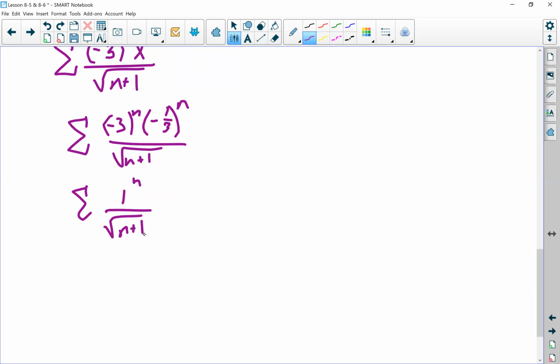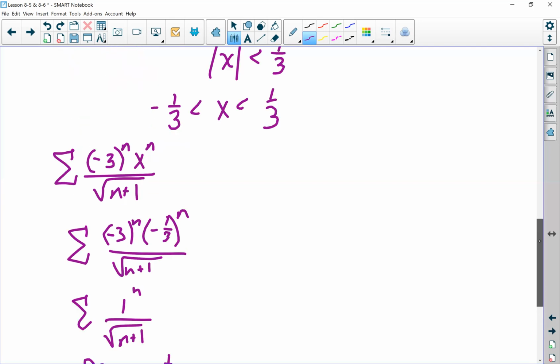Is that series convergent or divergent? Hint, think comparison test and p series. This is a p series where p is less than 1. And if p is less than 1, the series is divergent. So negative 1/3 is divergent. Now we still have to check positive 1/3. So negative 1/3 is divergent, so it's just going to stay less than.